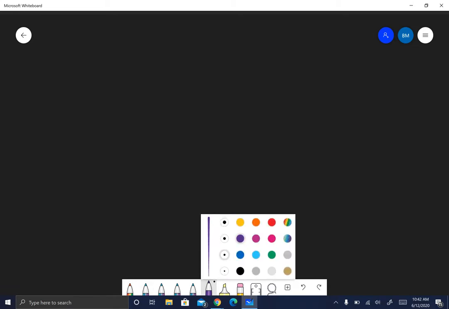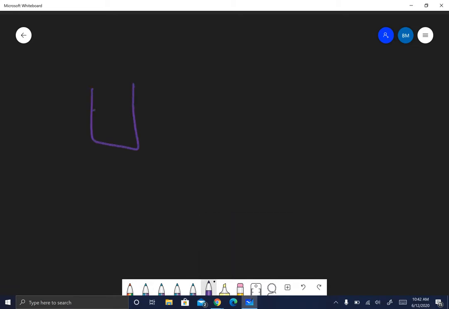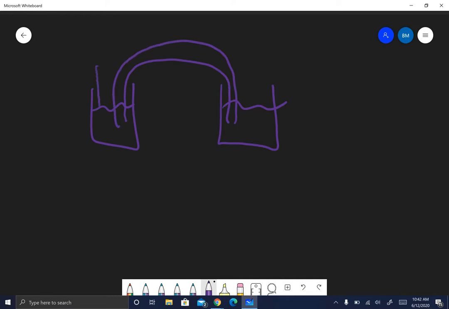Okay, here we go. So let's go with purple here today. If you have a beaker with solution and another beaker with solution, and there's a salt bridge here, this is a salt bridge, and you have a piece of metal here and a piece of metal here connected to a voltmeter or a light bulb or something.